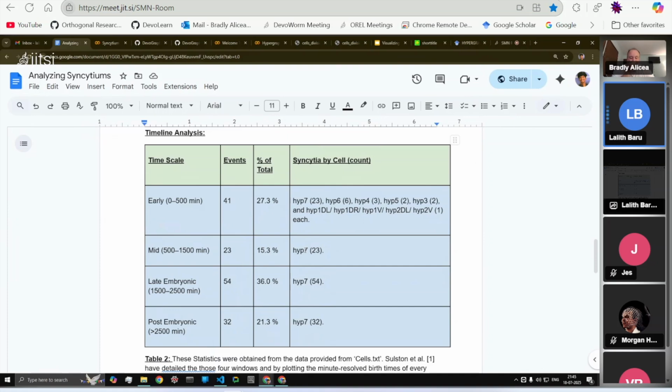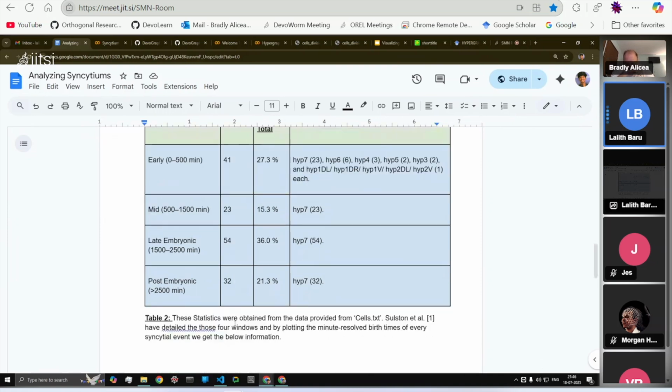So the events were initially higher in number, then drastically came down during the mid stage, then increased again during the late stage, and during post-embryonic they were a little more than just the mid.